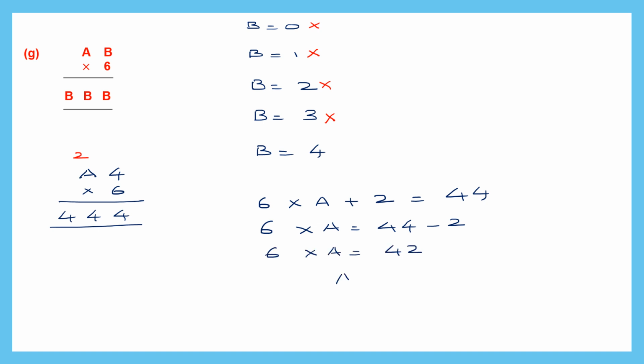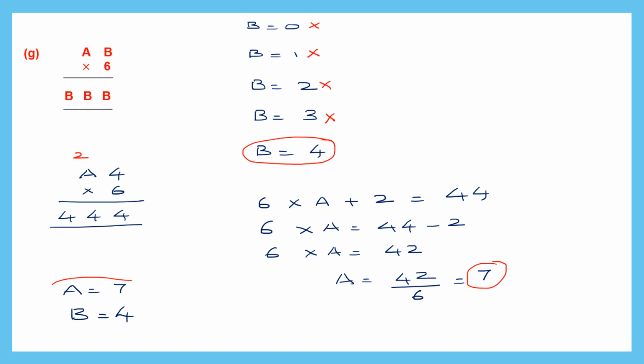Now we can find the value of A. A is equal to 42 divided by 6, and that is 7. So here, if we put 7 here, then we will get an answer that's 444. That means in the place of B, we should write 4. So we have found the value for B. B is 4, and we just found the value of A, which is 7. So let's write that. So A is equal to 7 and B is equal to 4. These are our answers. So A is 7 and B is 4.